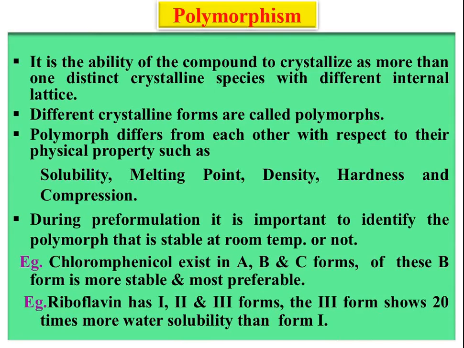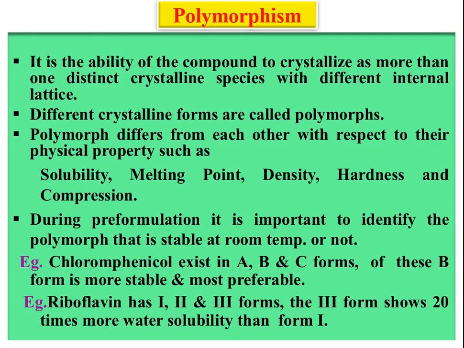Now what is meant by polymorphism? It is the ability of a compound to crystallize as more than one distinct crystalline species with different internal lattices. It means change of one form to another form, and this is called polymorphism. The different crystalline forms are called polymorphs. When a compound exists in different forms, they are called polymorphs. The polymorphs differ from each other in different physical properties.